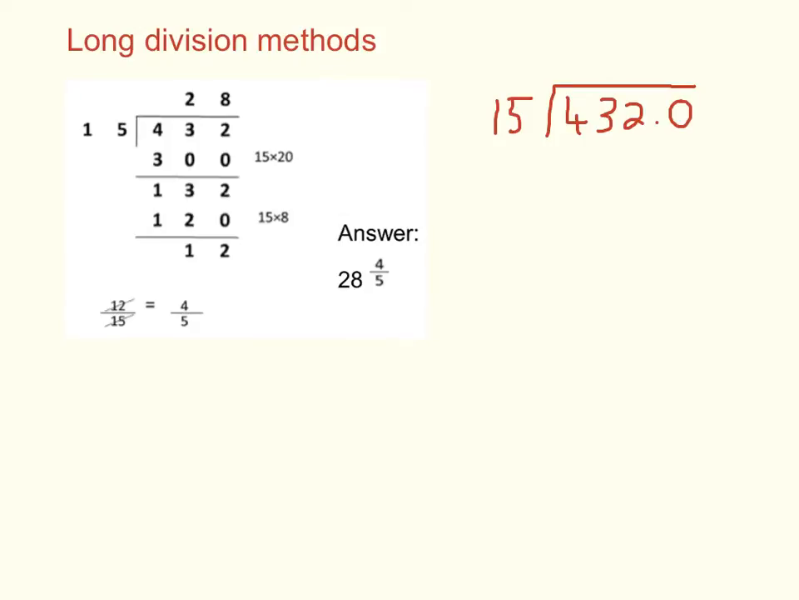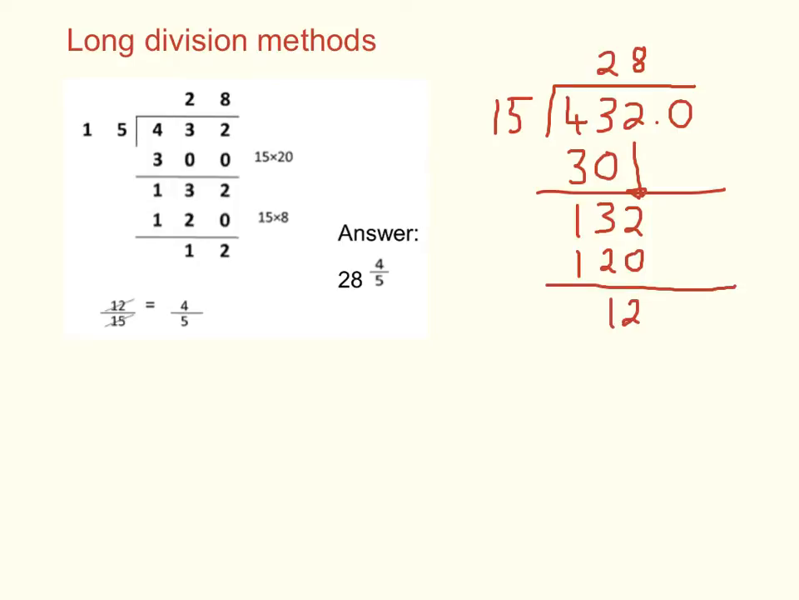We want the children, though, to move to long division stage 2, a slightly more efficient process. I start from the left-hand side of the number. How many 15's in 43? 2, and that's 30. Take away the 30 from 43 to leave 13, and pull down the next number, the 2. How many 15's in 132? There's 8, and that's 120 to take away, leaving 12.